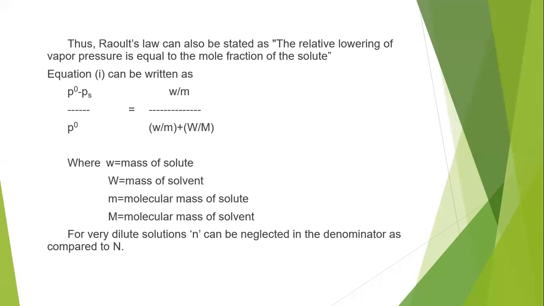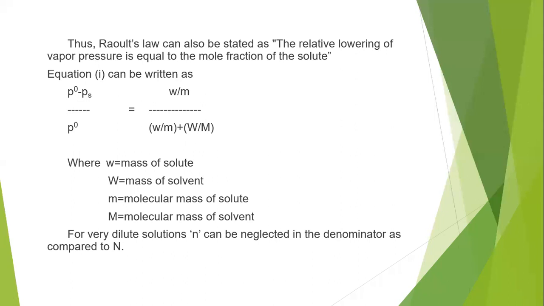So we can simplify Raoult's law: the relative lowering of vapor pressure is always equal to the mole fraction of the solute. So simply, (P0 minus Ps) by P0 equals small n by capital N plus small n, that is the mole fraction of the solute. Small n is nothing but weight by molecular weight, the number of moles of a solute, which we can calculate generally as weight by molecular mass of the solute.